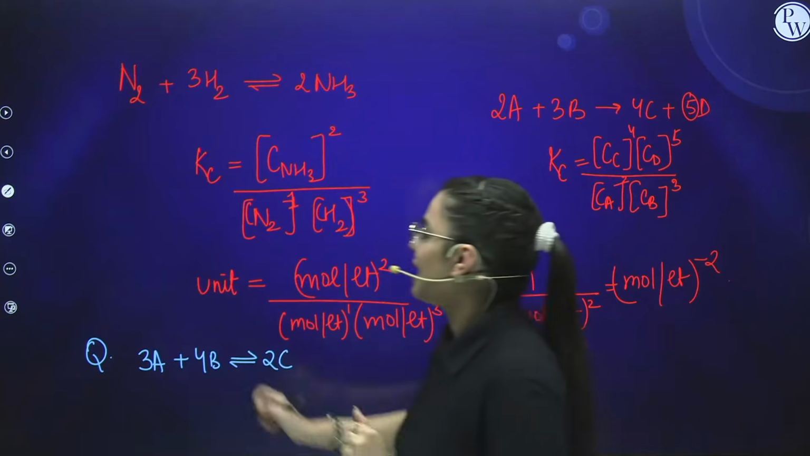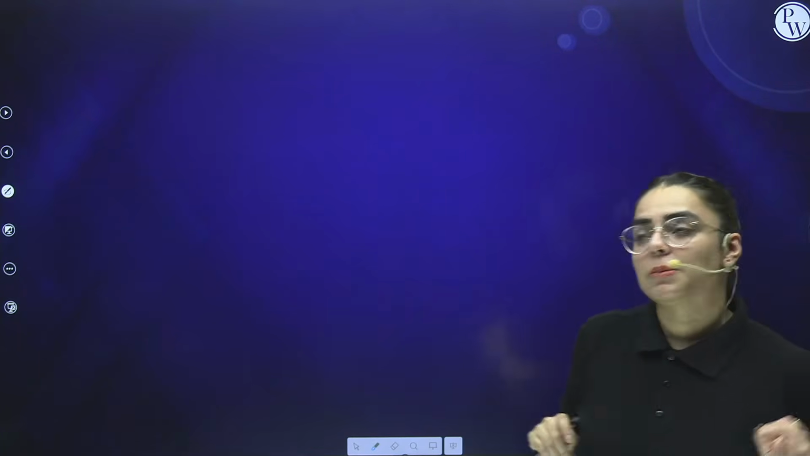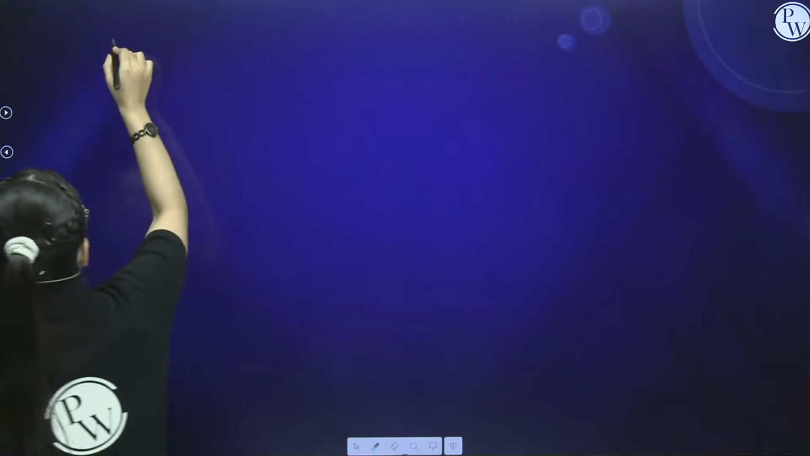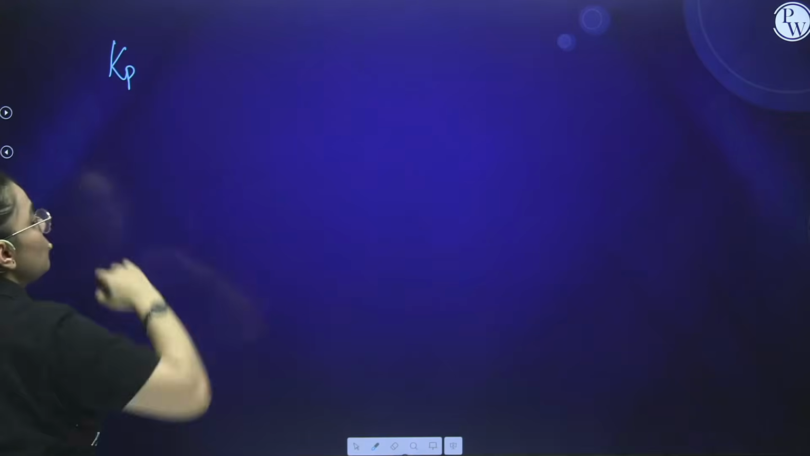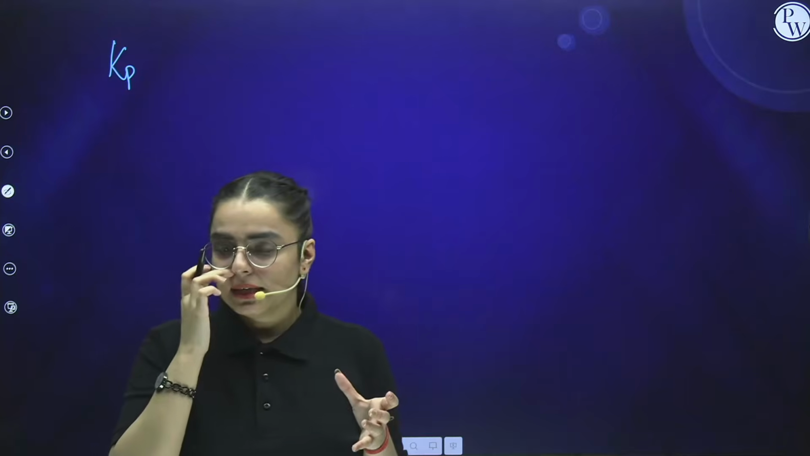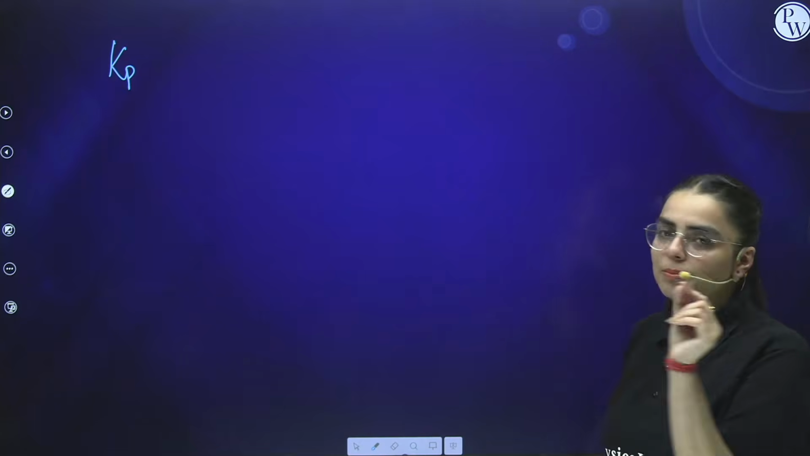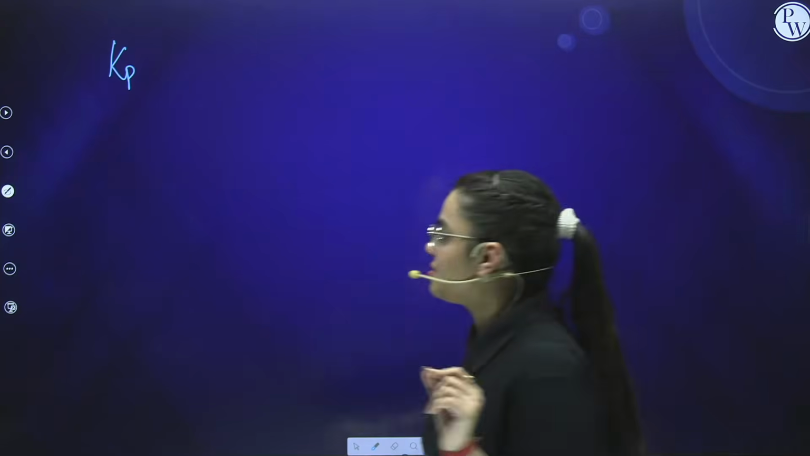Okay. Now students, this was all about Kc. We move towards Kp. What do you mean by Kp? Kp basically refers to the equilibrium constant at partial pressure, right? Now this is applicable only for gases. Do remember this. Applicable only for gases. You don't have to forget.